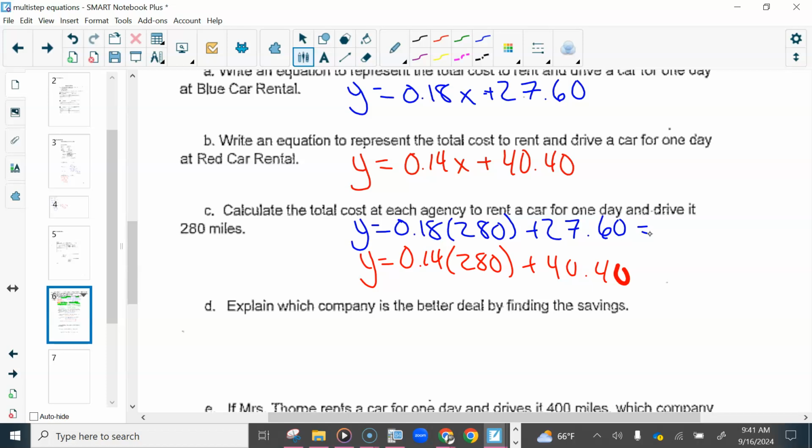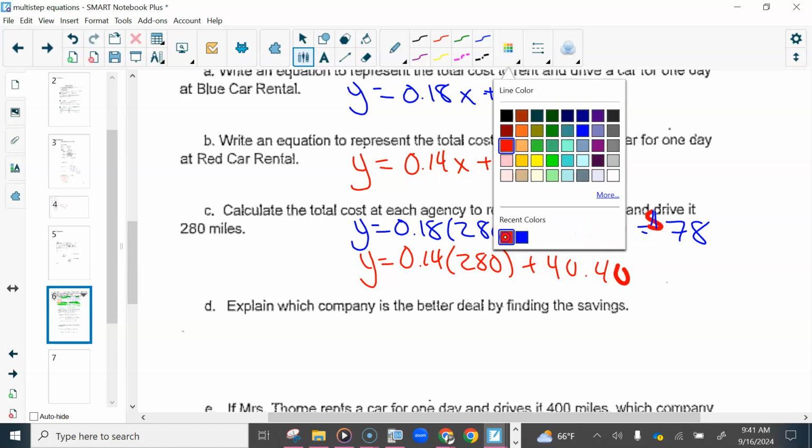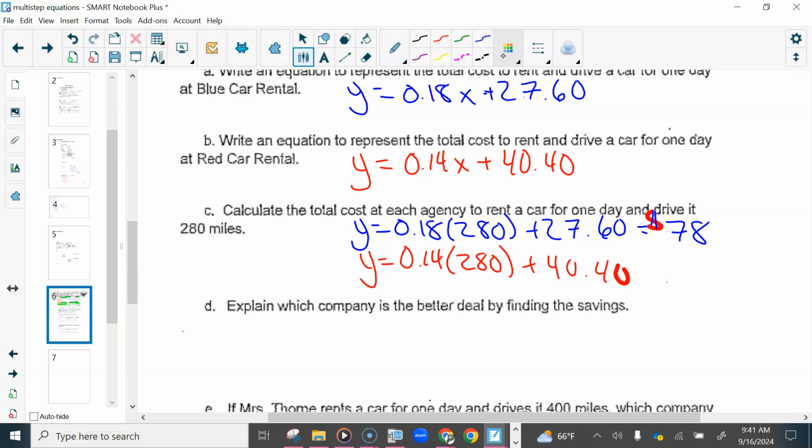$78. Say that one more time. $78. Alright, and then if you did the same thing for the red car rental, 0.14 times 280 plus 40.40 would be $79.60.